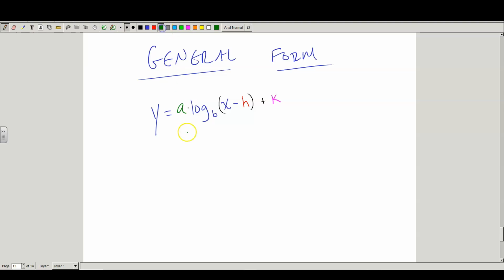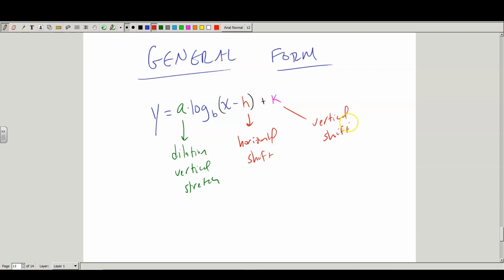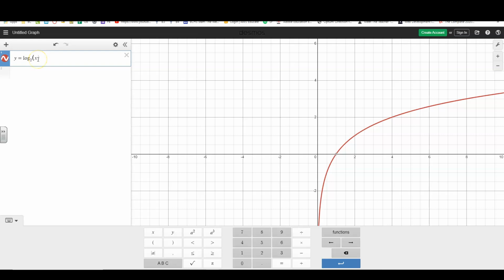Right, so no matter which function we've done, quadratics and exponentials, the same pattern happens here. This a value, this multiplier, is going to be some dilation or vertical stretch. This h value is going to be some horizontal shift, and this k value is going to be some vertical shift. Nothing really changes. So again, if we look at Desmos, let's look at how these translations happen with the log function, just as it does with the other ones.